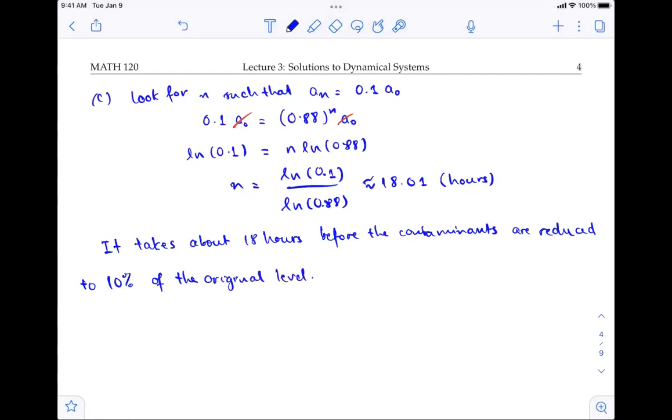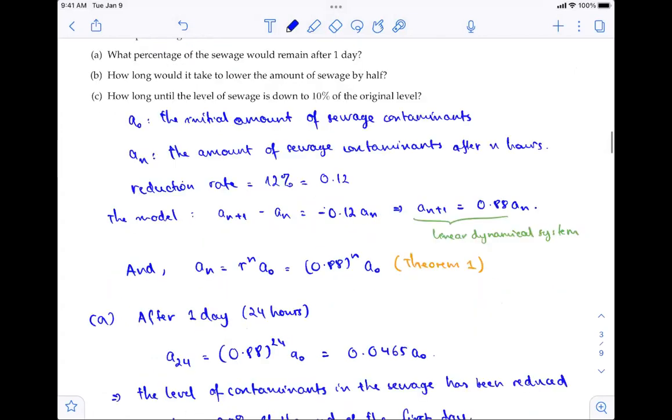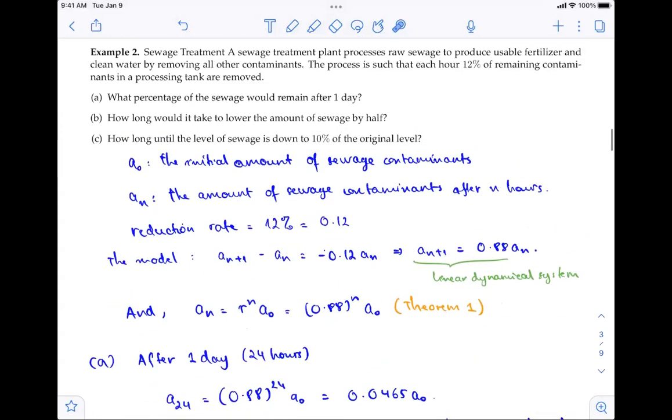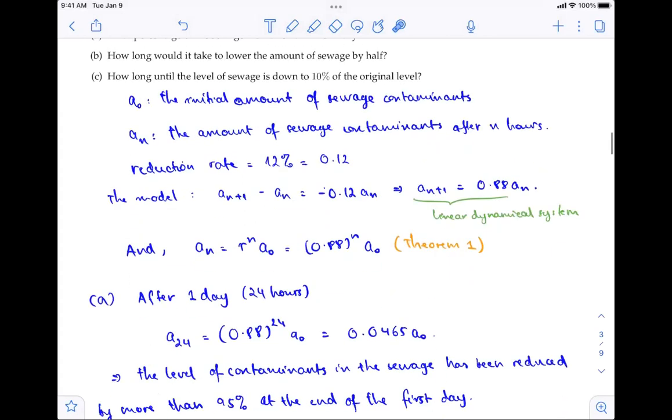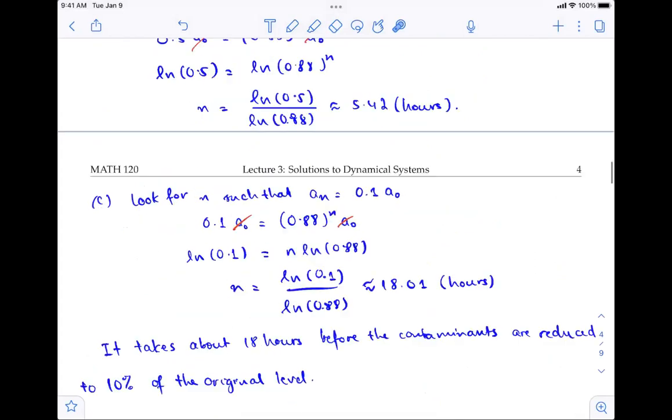Okay, so hopefully this gives you some idea how to turn the given information into a linear dynamical system, and then also come up with the formula related to discrete exponential functions. In this case, it is exponential decay because everything will decay over time. And that's it for this example.